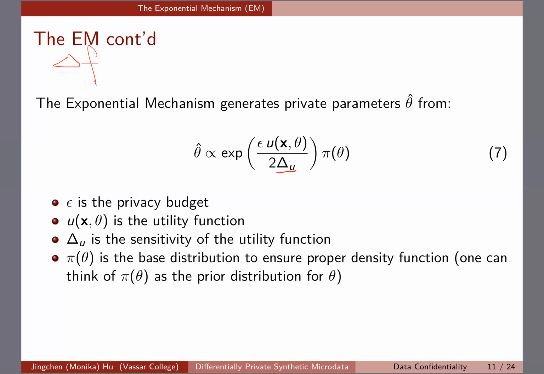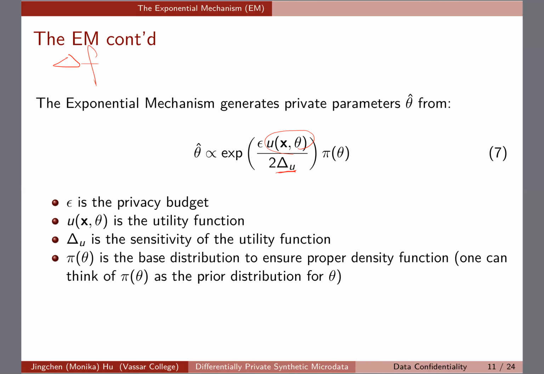There I was saying that in this lecture, we're not going to talk about delta F anymore, but we still have delta. Sensitivity is still key in differential privacy. So instead of talking about delta F, about a function, we're talking about the sensitivity of the utility function. The utility function is defined above here, which we're going to talk about soon as well. But the general setup of the EM includes the utility function as well as its sensitivity. And lastly, there is this pi theta. It is the base distribution to ensure a proper density function. And in the Bayesian perspective, you can think of it as the prior.